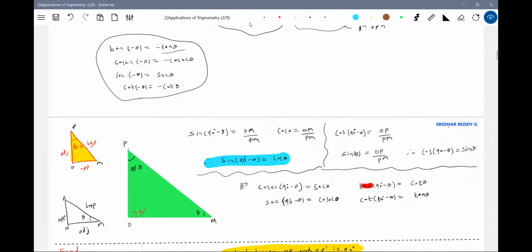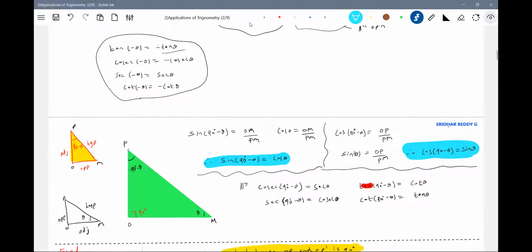Now let me go for this triangle again. Cos of 90 minus theta is adjacent by hypotenuse, so therefore OP by PM. Looking at this bigger triangle, sine theta, what can we write? OP by PM. Let me equate these two. So therefore cos of 90 minus theta will be sine theta. So there's one more, this one: cos of 90 minus theta should be equal to sine theta.